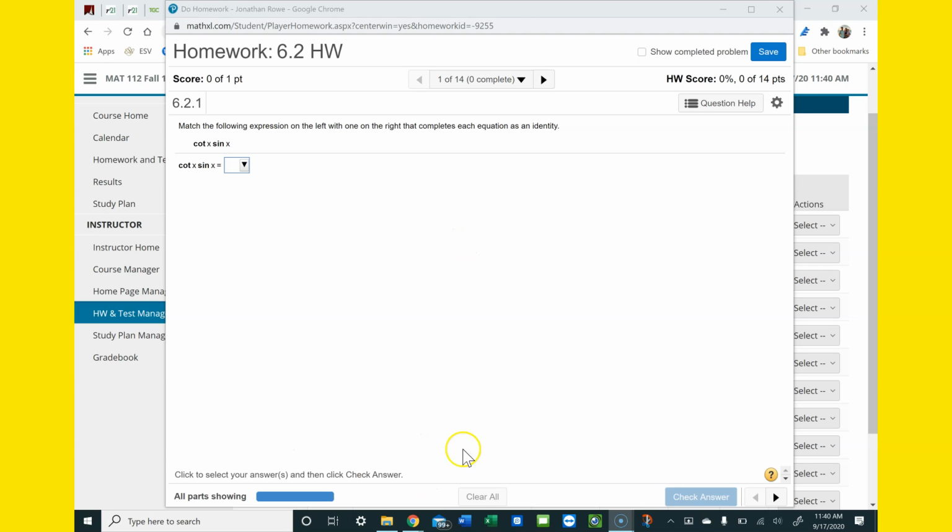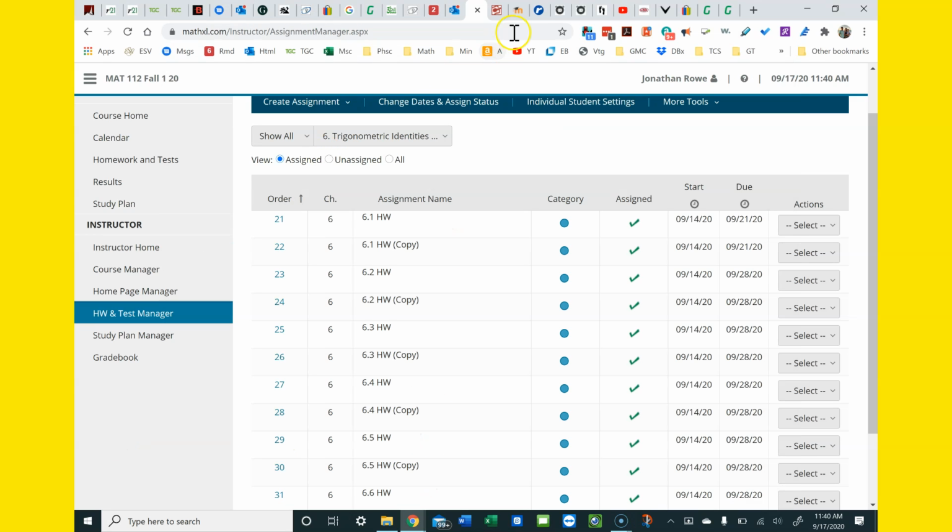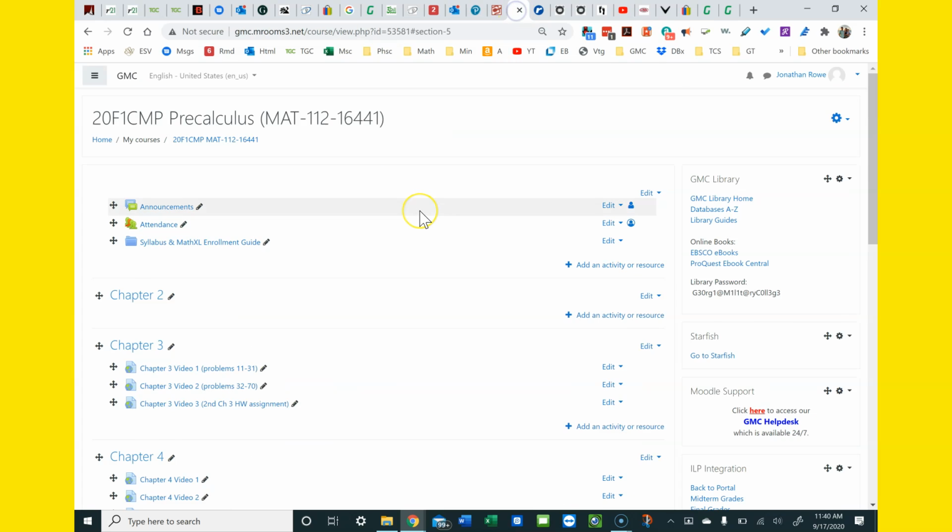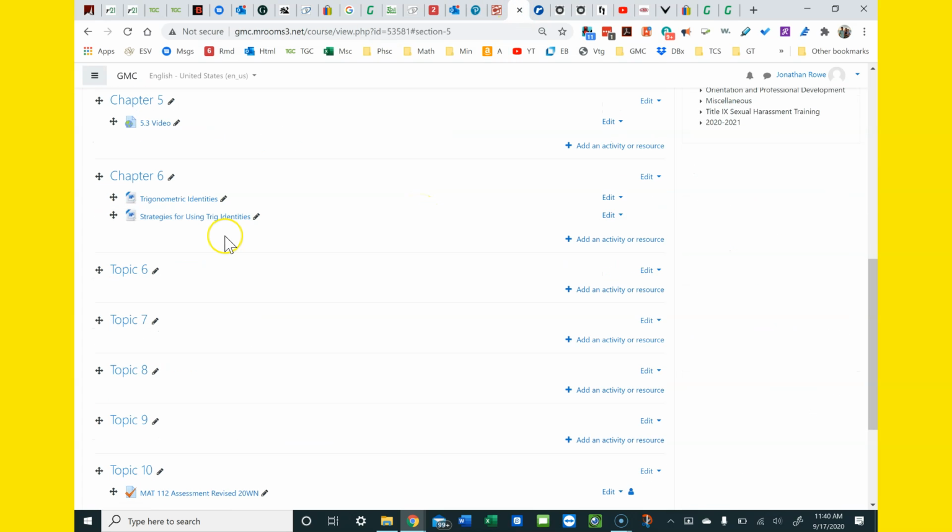I put a couple of files on Moodle for you. If you scroll down to chapter 6, I put a trigonometric identities page. So this has all of the trig identities in one file. It's basically 2 pages. You can print it out and have it on the front and back of one page, from all of sections 6.1 through 6.5.